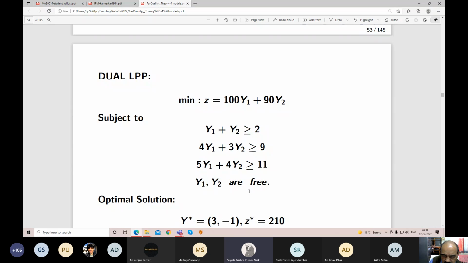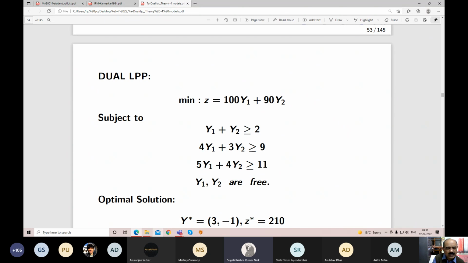So what will the auxiliary function be? The auxiliary function will be 100 small y1 minus 100 small y2 plus 90 small y3 minus 90 small y4. Similarly, the constraint will be small y1 minus small y2 plus small y3 minus small y4. You continue similarly, and our variables small y1, small y2, small y3, small y4 are non-negative. So all are becoming non-negative, and the constraints are of greater than or equal to type.